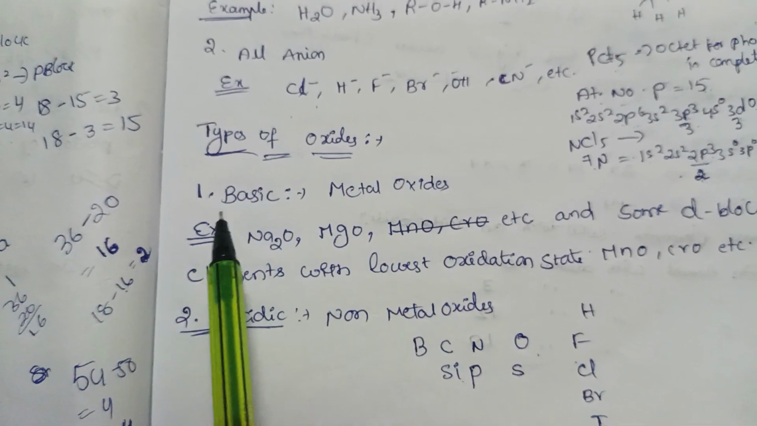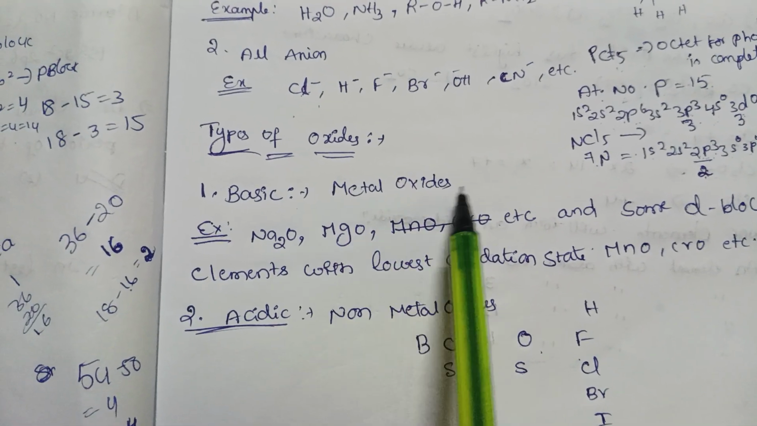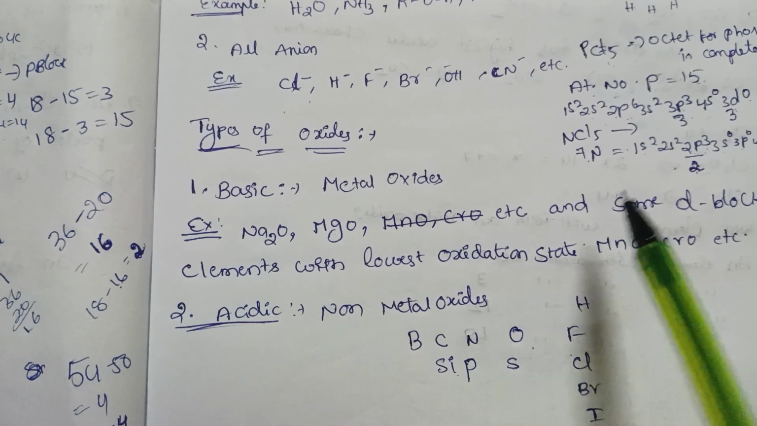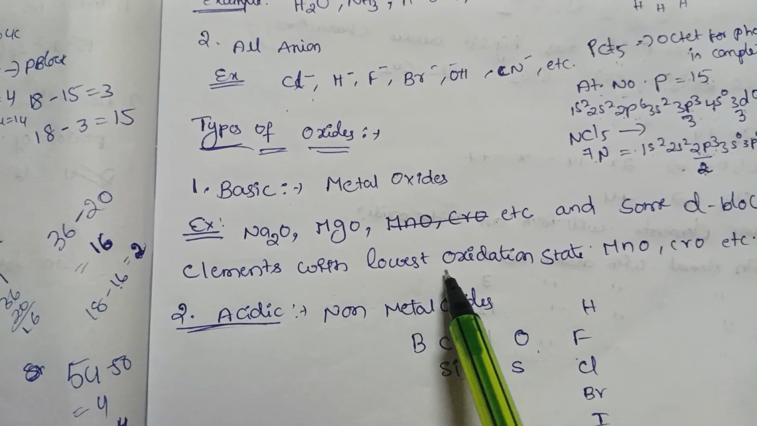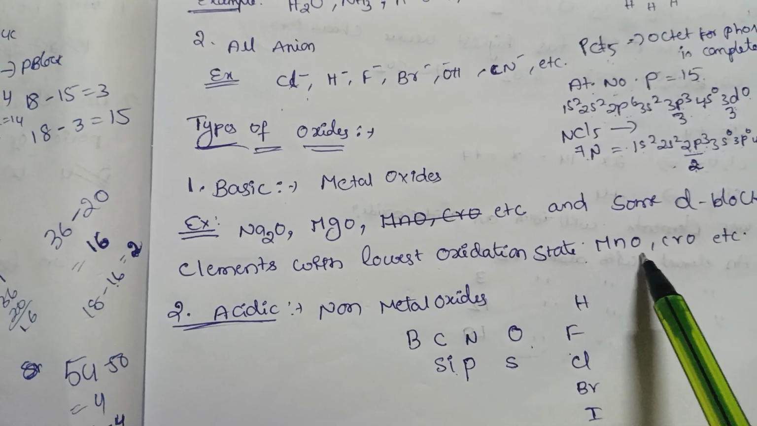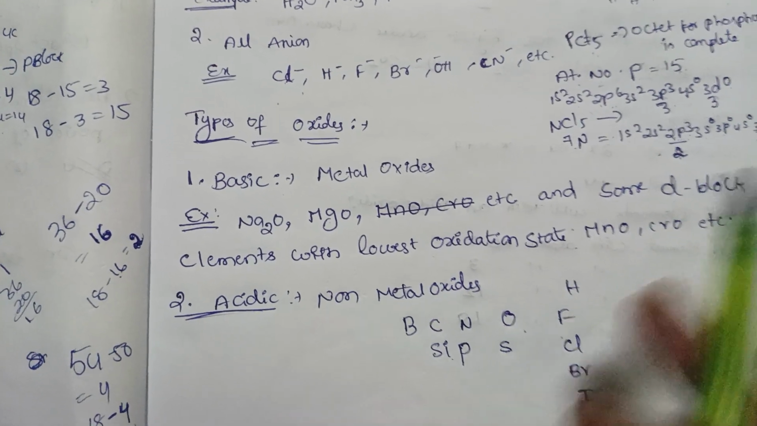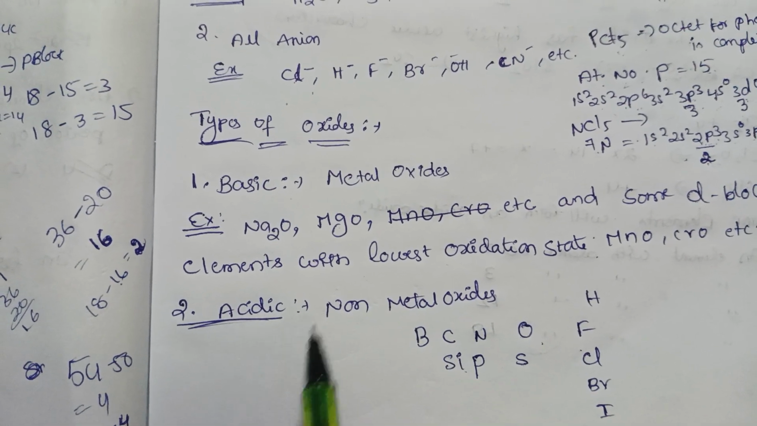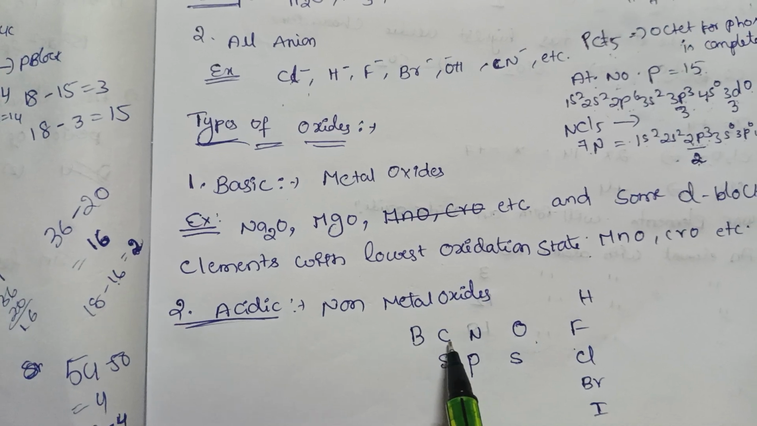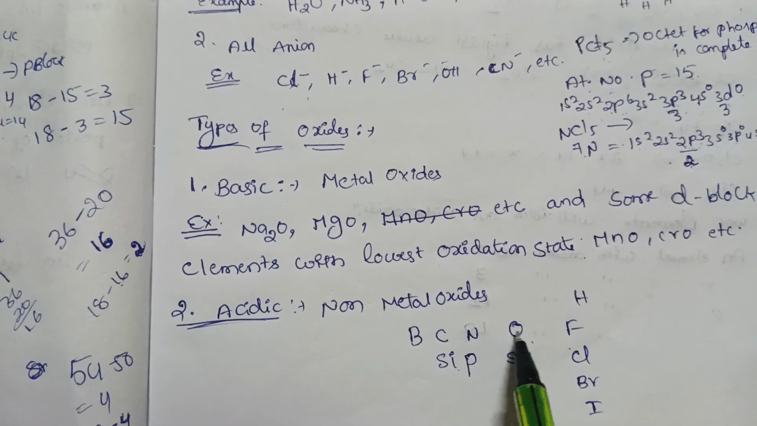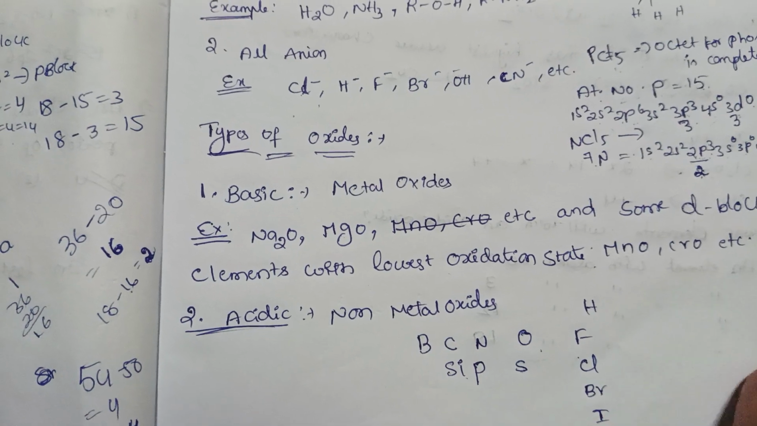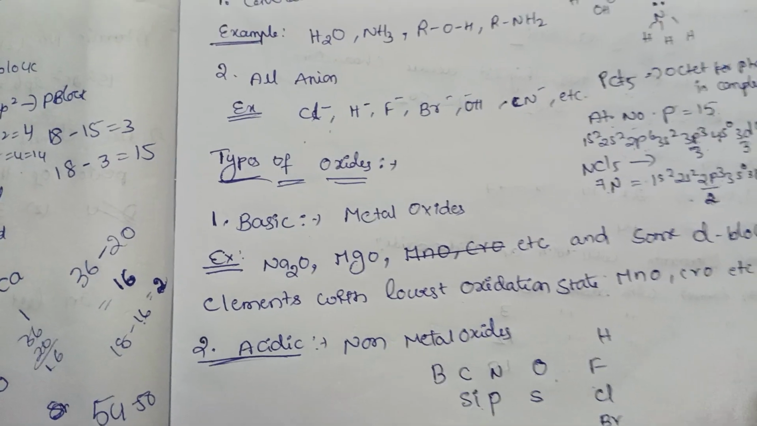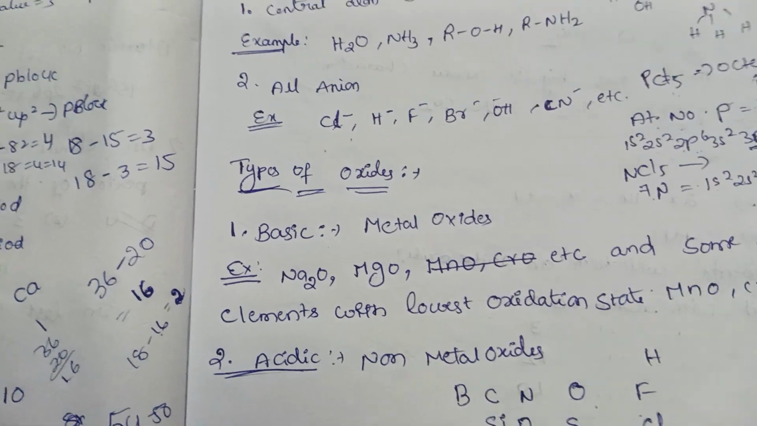Types of oxides. Basic oxides: metal oxides act as basic oxides, like sodium oxide, magnesium oxide, and some d block elements in their lowest oxidation state, manganese oxide, chromium oxide, etc. Acidic oxides: non-metal oxides act as acidic oxides, like those of carbon, nitrogen, sulfur, phosphorus, etc.